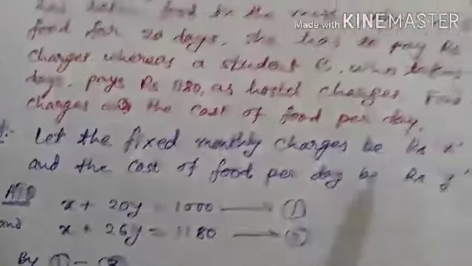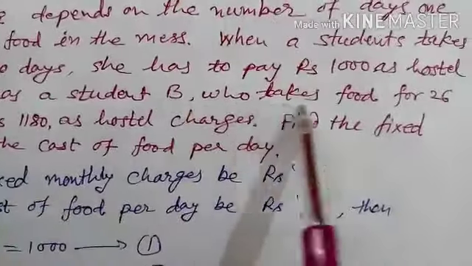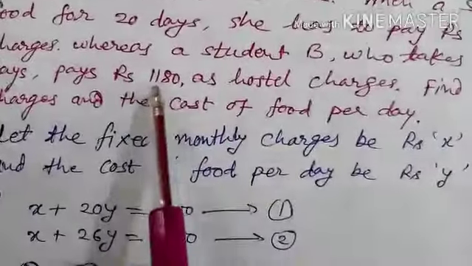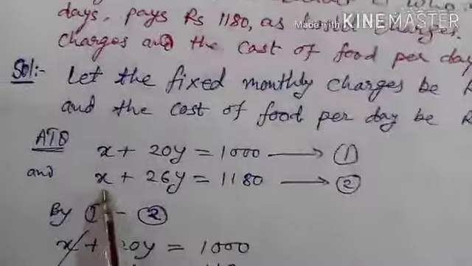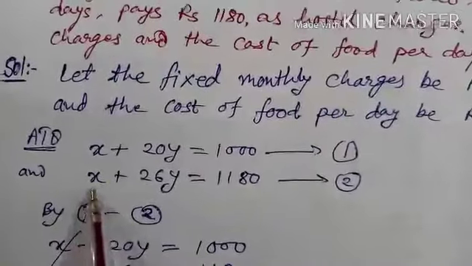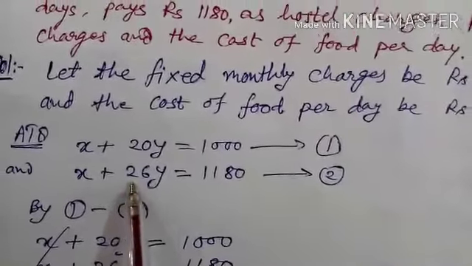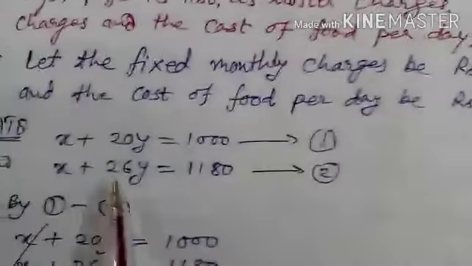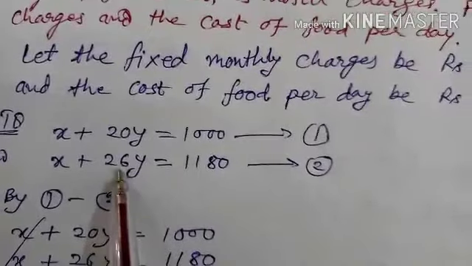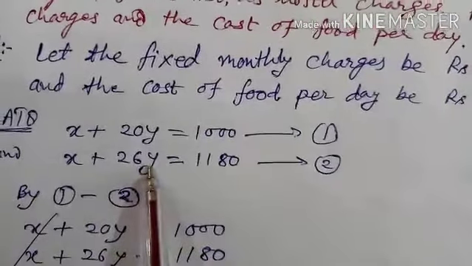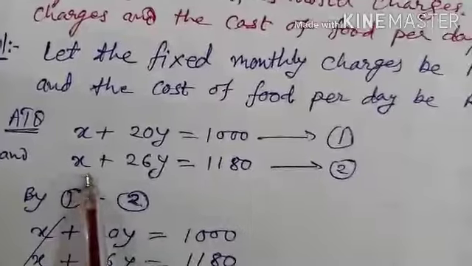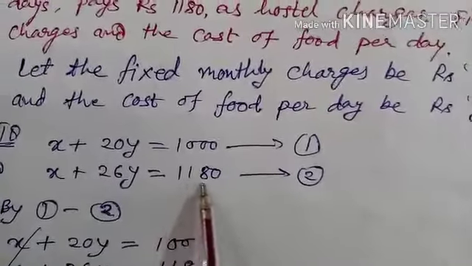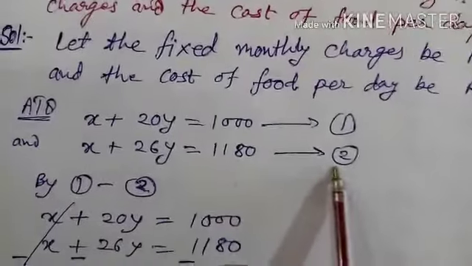Similarly for the second student, student B, who takes food for 26 days and pays rupees 1180. So X is the fixed monthly charge, and she takes 26 days of food. Since the cost of food per day is rupees Y, the total cost of food is 26 into Y. It means 26Y plus X, the monthly charge, and the total amount she pays is 1180 rupees. Equation number 2.